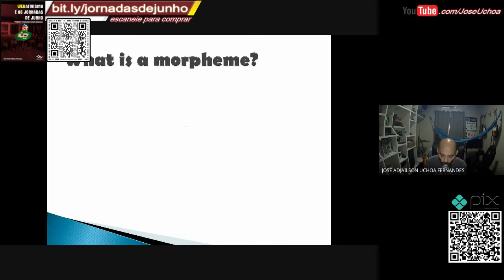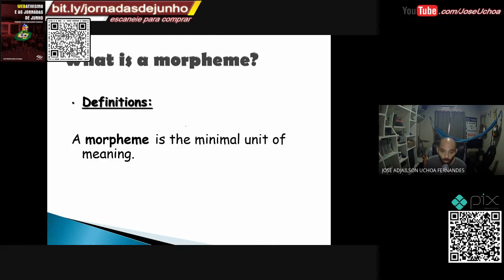So let's try to define morphemes. A morpheme is the minimal unit of meaning. To whom? The minimal unit of meaning for morphological purposes. Okay, so the minimal unit of meaning to morphology.